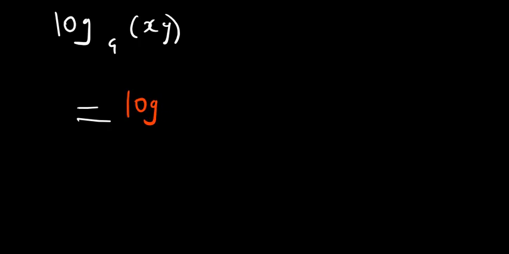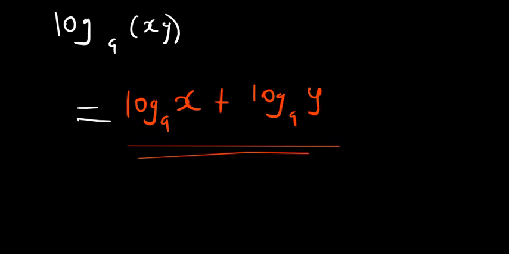Then there's another rule of logarithms for multiplication and division. So if I've got the log of x and y, where x and y are multiplying and we've got the same base, what I'm going to do is separate the log. It's going to be log with base a of x, and because they are multiplying, I'm going to add them: log a of x plus log a of y. This is another rule of logarithms.